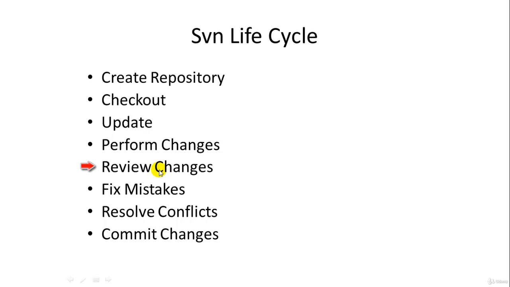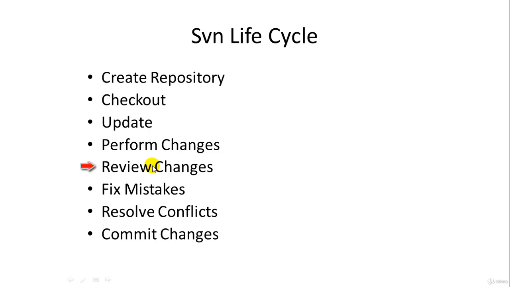Review changes is the next step. Review changes is like when you check out or update the working copy, then your working copy is completely synchronized with the repository. But as you make changes to the working copy, it becomes newer than the repository, and it is a good practice to review your changes before committing the operation. So that is a major operation: reviewing the changes.